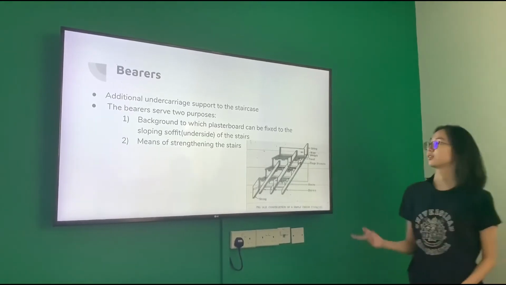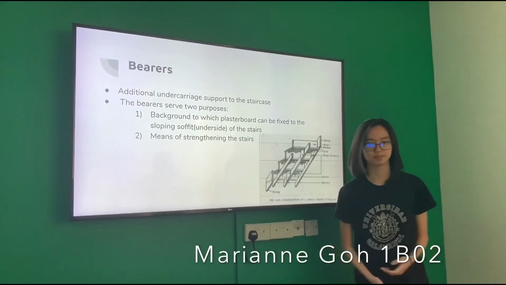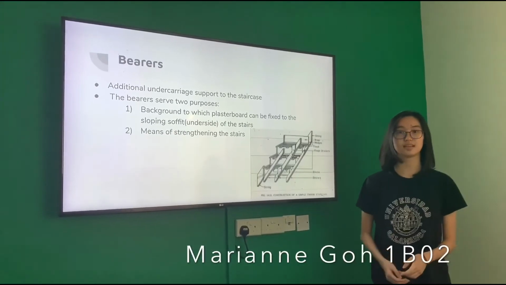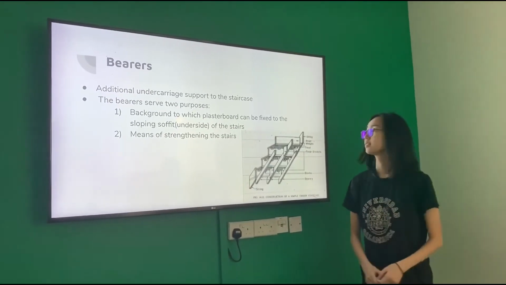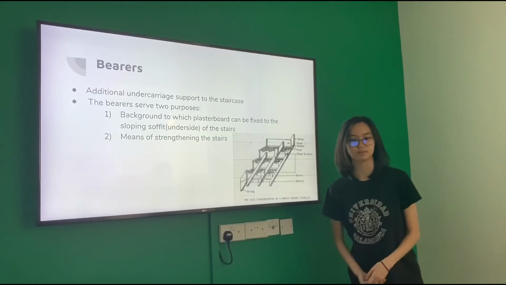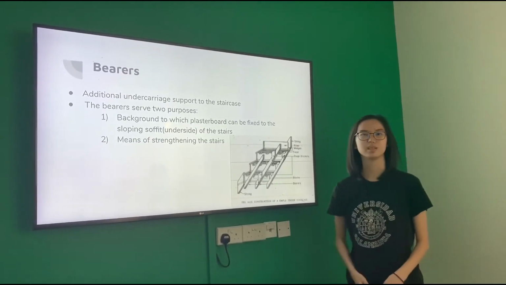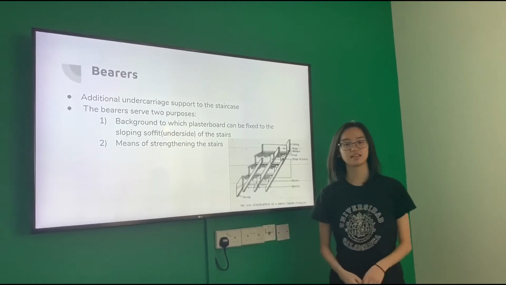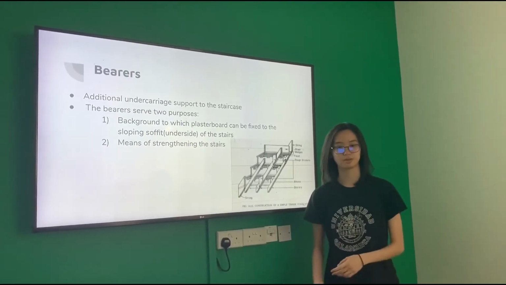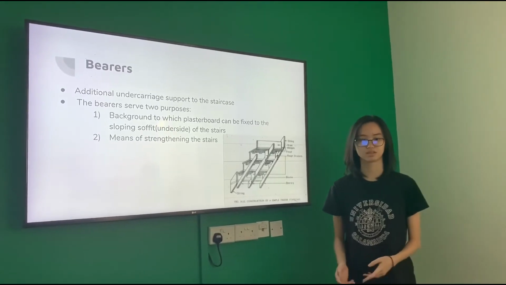So next I'll be talking about barriers. Barriers are additional undercarriage support to the staircase that are placed under the treads of the stairs. So the barriers serve two purposes. One, it acts as a background to which plasterboard can be fixed to the sloping underside of the flight of stairs. And secondly, with the additional support it brings, it will strengthen the stairs and thus make them even more sturdy and durable.